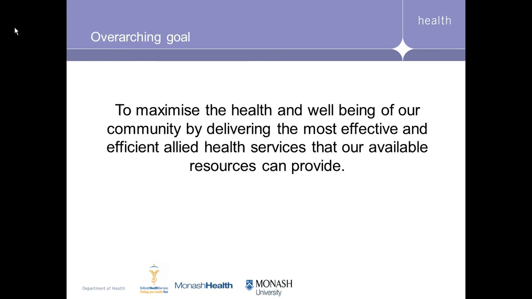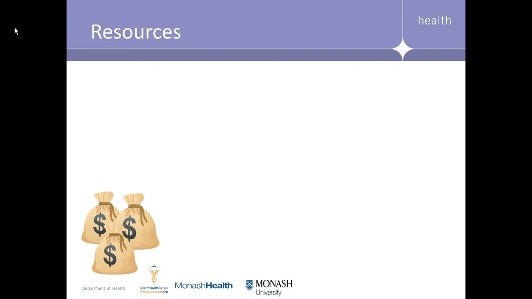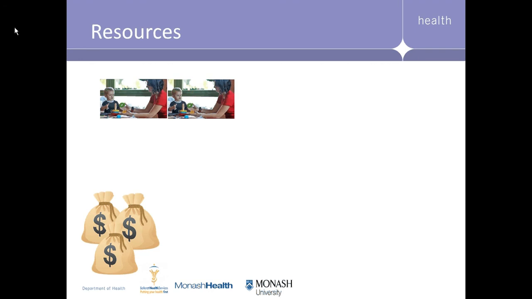The overarching goal of the Allied Health Resource Allocation Decision Tool is to maximise the health and well-being of our community by delivering the most effective and efficient allied health services that our available resources can provide. These resources can be turned into staff time to perform a range of different activities.